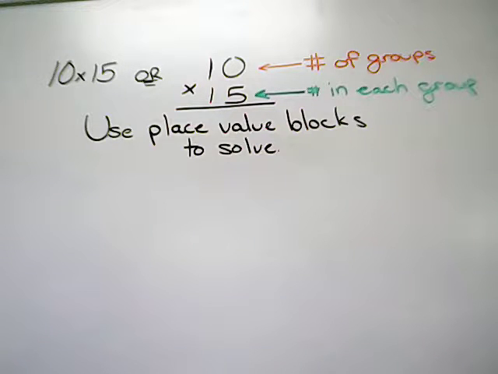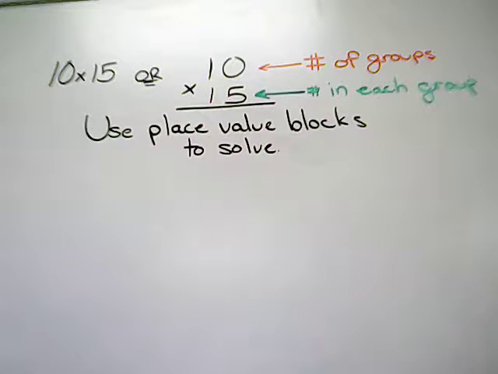Today we're going to go over section 4-2 in your math workbooks. It's using area models and place value blocks to multiply two-digit numbers using multiples of 10. This is on pages 177 to 182 in your math workbooks.